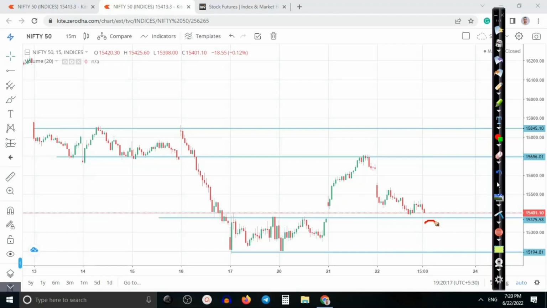That will be a naked call, and my target will be somewhere around 15,200. Or if price opens gap up above this level, that is 15,400, I'll go for a put sell. That will be naked, and I'll follow a 20 to 30 point stop loss.